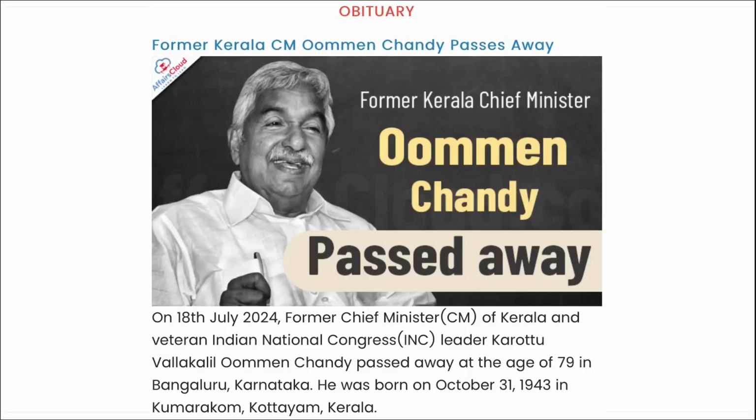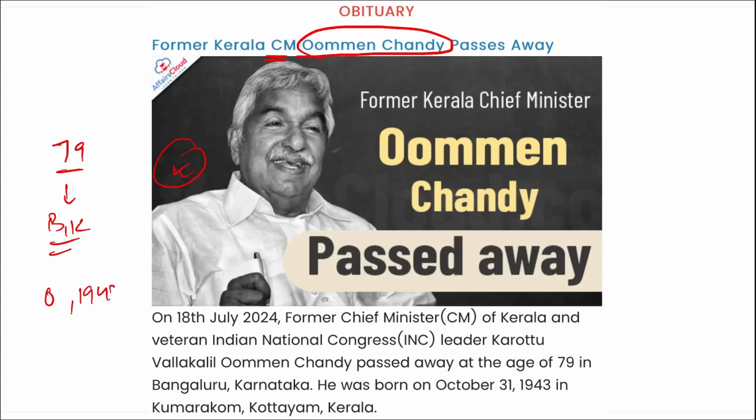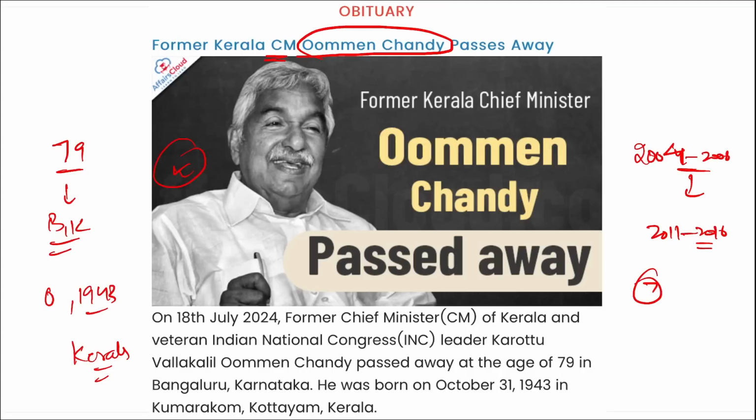Next, former Kerala Chief Minister Oommen Chandy ji has recently passed away, as you can see him in the picture, right? He is the former Chief Minister of Kerala and a veteran of the Indian National Congress, correct? He passed away at the age of 79 in Bangalore, Karnataka. He was born in October 1943 in Kerala, right? He served as Chief Minister twice, from 2004 to 2006 and again from 2011 to 2016, right? So we can say for a total of 7 years he served as the Chief Minister of Kerala, and he has recently passed away.